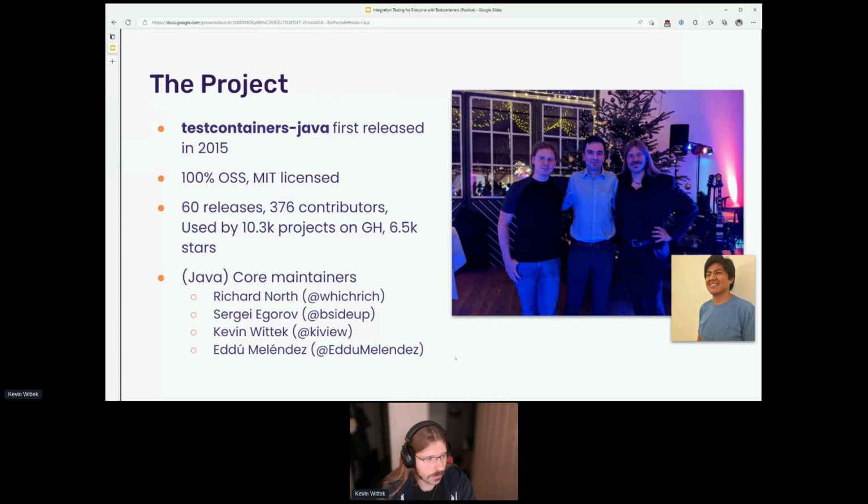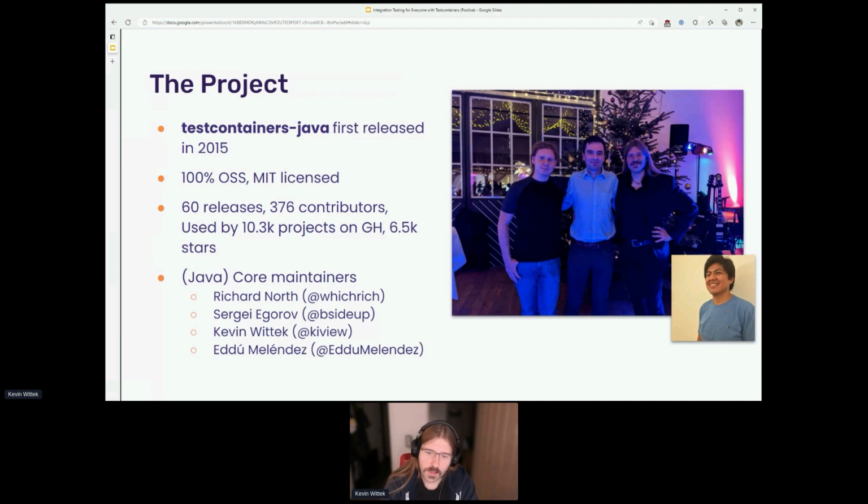Okay, some news, some facts about the Testcontainers project. It started out as a Java open source project, Testcontainers Java, which was released in 2015. And it's 100% open source under the MIT license. Over 600 releases. We have nearly 400 contributors from the Java community. It's used by over 10,000 projects on GitHub. A lot of other open source projects use it internally for testing. For example, Spring Data uses it, and many others. Over 6,000 stars, which is quite okay for a Java project.